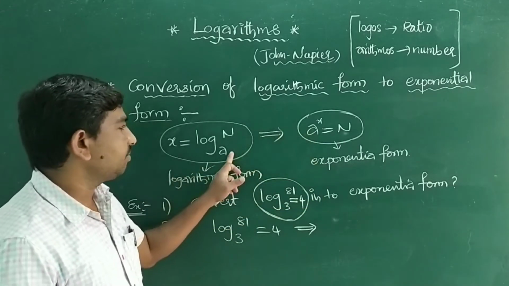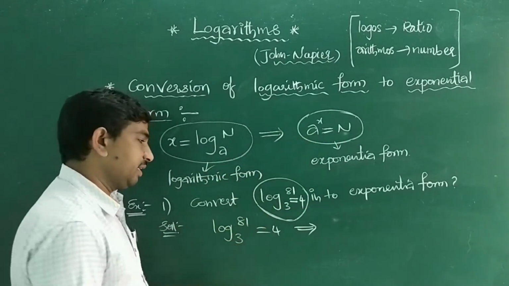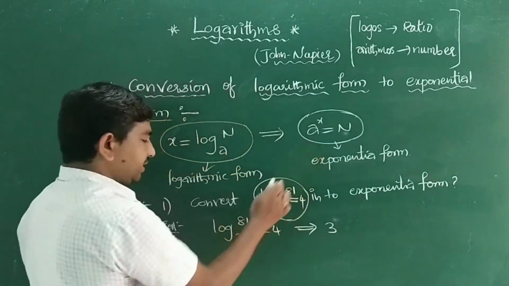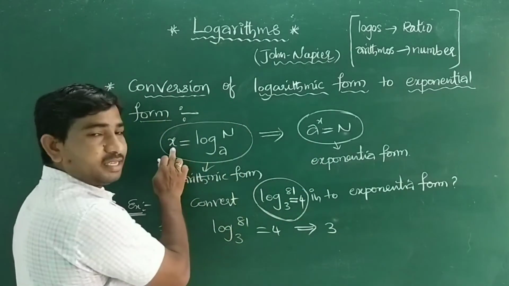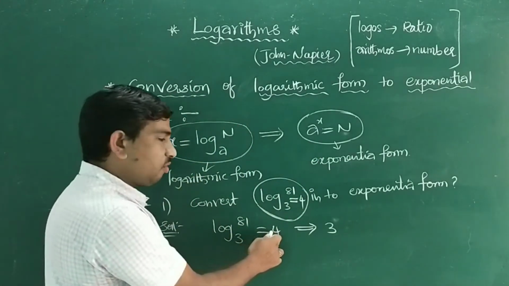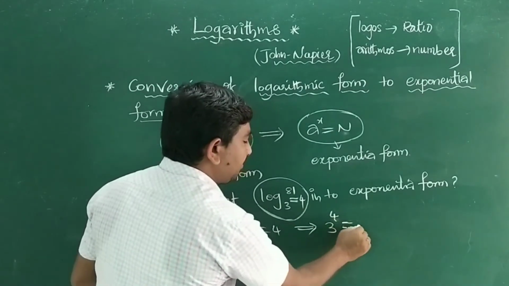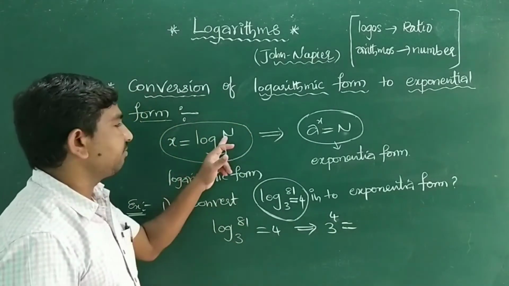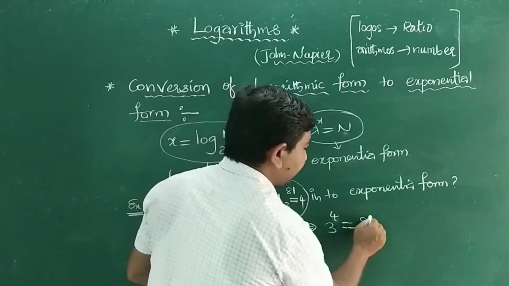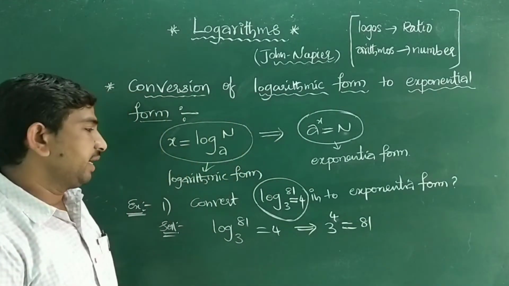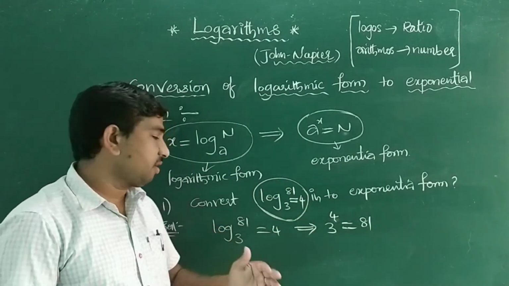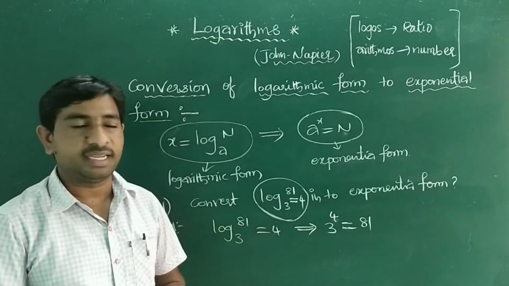So a is the base, here 3. Power, x is there. X is equal to 4. So 3 power 4 is equal to, what is the n value? 81. So 3 power 4 is equal to 81. This is known as the exponential form of log 81 base 3 is equal to 4.